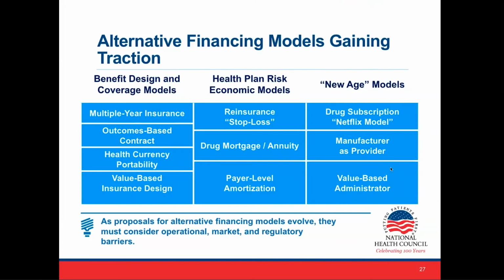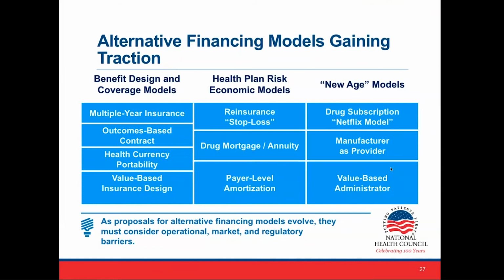On this slide, we've organized these into 3 buckets. One is benefit design and coverage models. We put outcomes-based contracts in this bucket. This is really anything that adjusts the coverage or the benefit design or the reimbursement for the drug based on outcomes or based on some agreed upon metrics, or just really adjusts the insurance model.